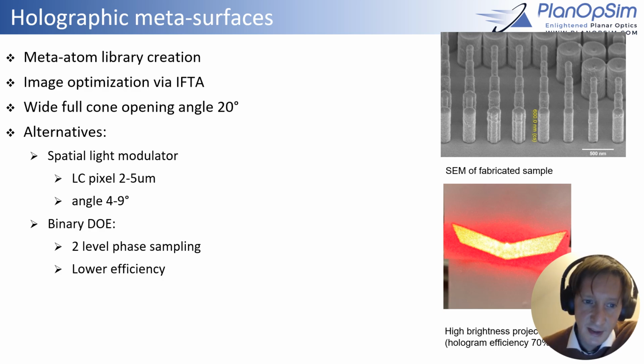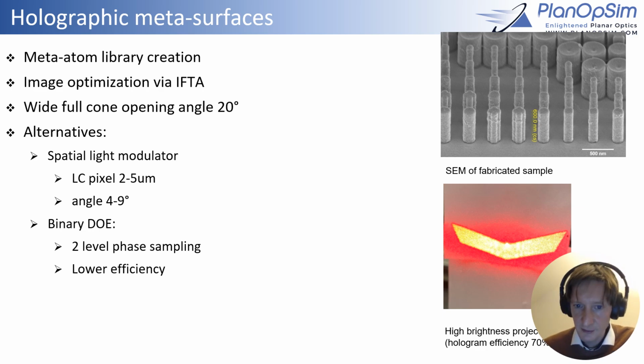So we design the structures as before using propagation phase. We set the target image using any image of our choice. Then we apply the IFTA algorithm, and our partner fabricated these structures. You see an SEM image here, and then finally also a projection experiment of the hologram that was to be projected. And in this case, it had an efficiency of around 70% in a very compact system. In fact, the whole system was not much larger than my thumb.